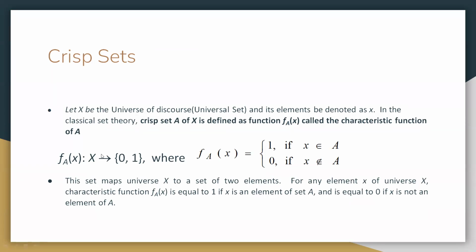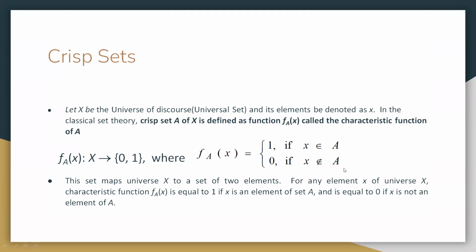Now, how we define it is such that it takes values in the set 0 or 1, where f of A of x is 1 if small x belongs to the set A, and it is 0 if x does not belong to the set A. The simple meaning of this is that if x is a member of A, then the value returned by the function will be 1.